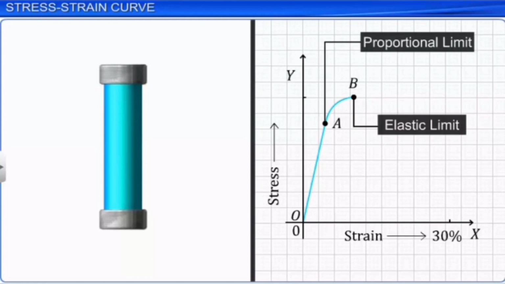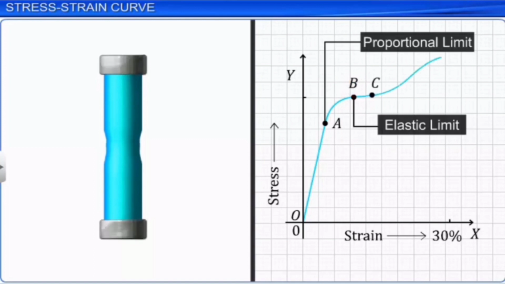The value of the stress at point B is called yield strength because this is the minimum stress required to induce plastic deformation. Yield stress is denoted by the symbol SY. So, point B is also called the yield point.